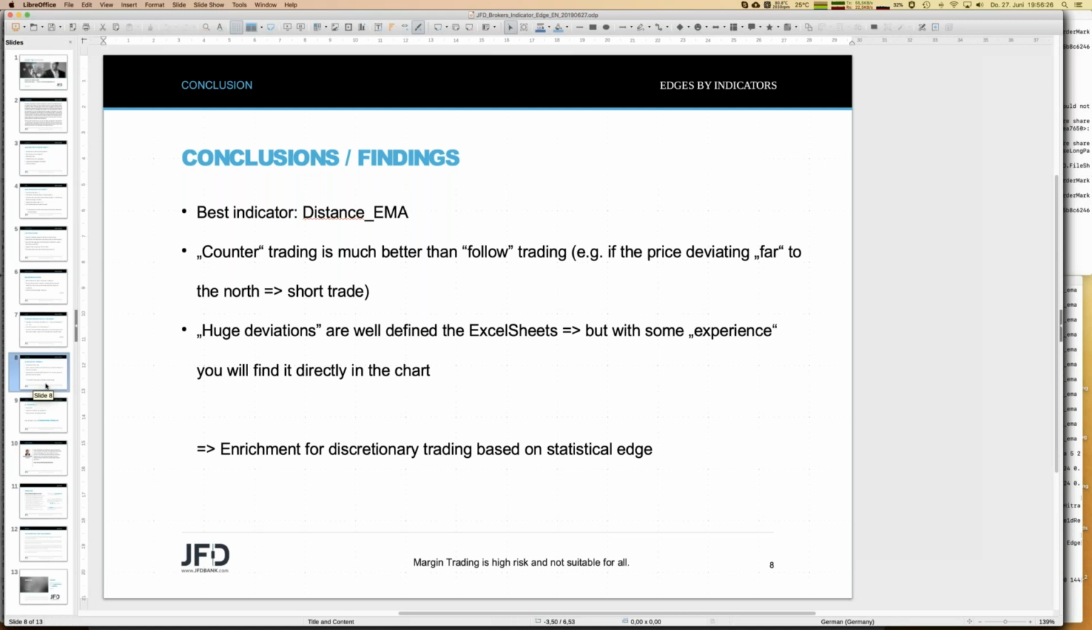So counter trading, doing the opposite, especially if something goes rapidly north, then going short, that's a better idea. So that's what I mean with counter trading. It means if the price is deviating far to the north, then short trades are the best to do, and vice versa. What is mathematically meant with huge deviations? Okay, within the Excel sheets you find even the boundary numbers.